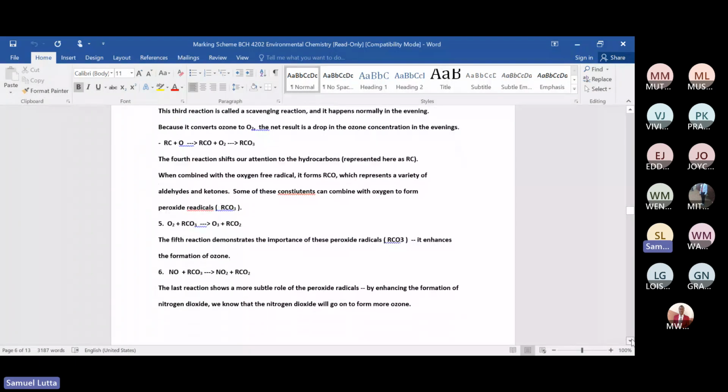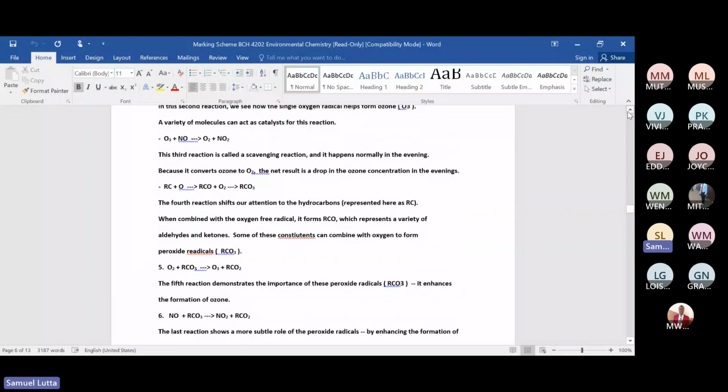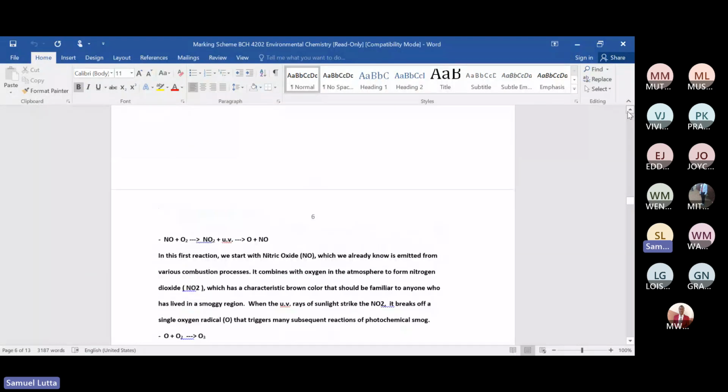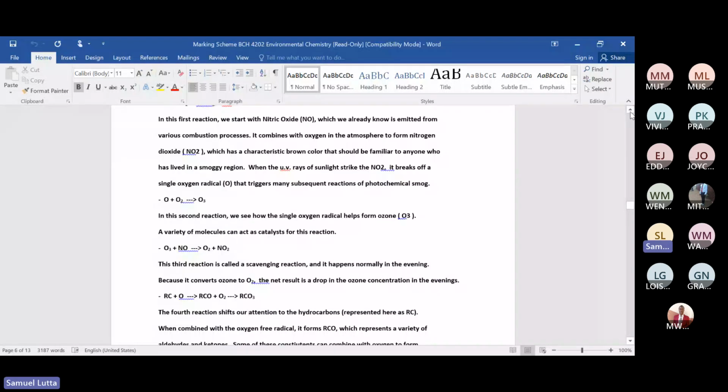The nitrogen monoxide combines with the peroxide radicals to form nitrogen dioxide, which is the one that gives the brown color. And this nitrogen dioxide will go on to form more ozone. So again, if you are asked about photochemical smog, we'll need to know about these 5 equations that play an important role during the formation of that smog.